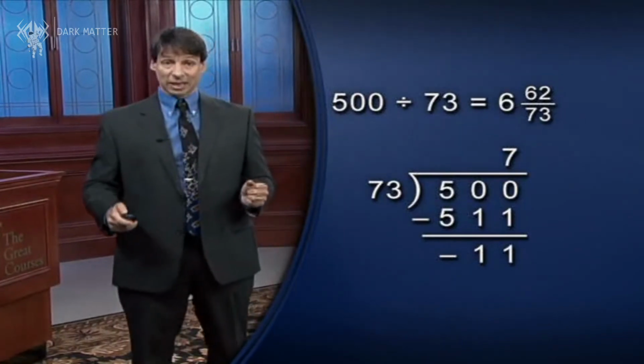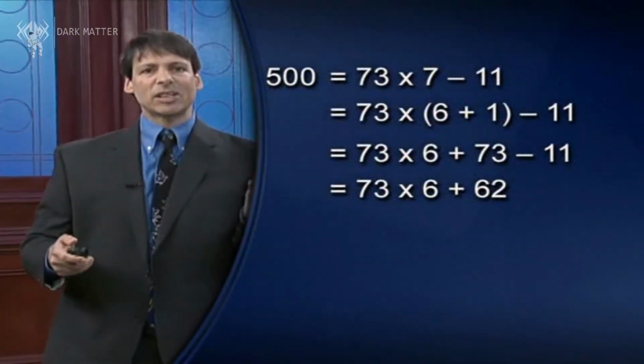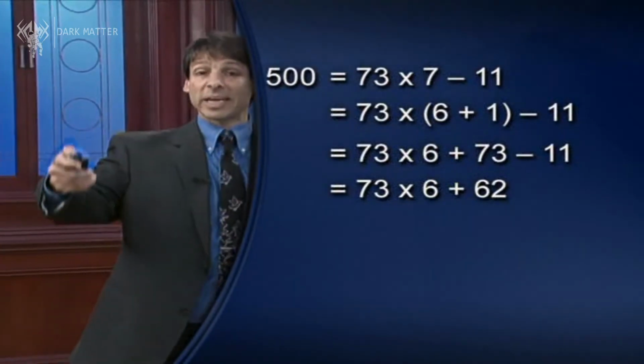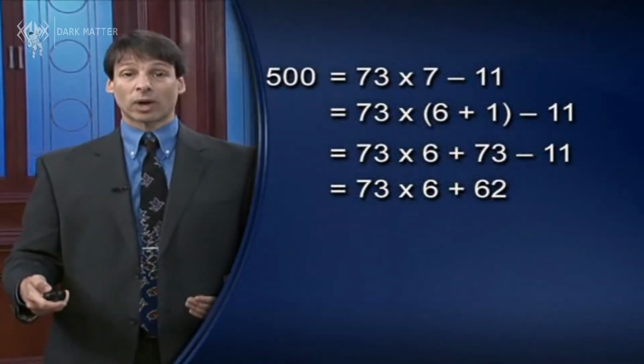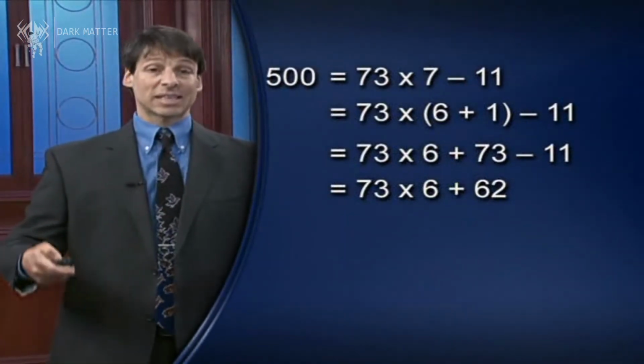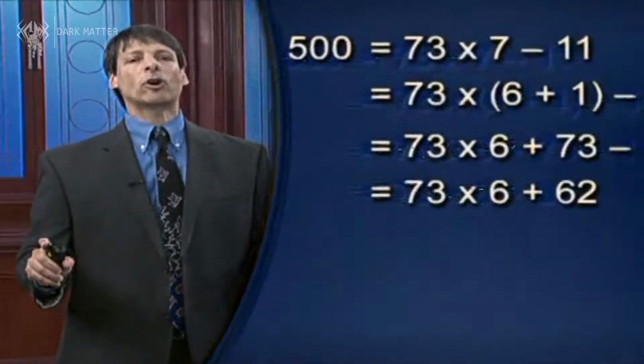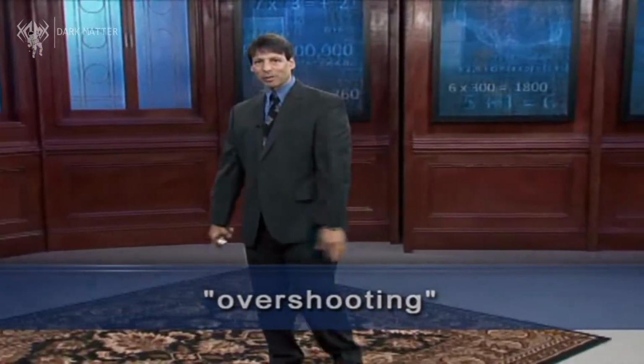So why does that work? Because 500 is 73 times 7 minus 11. And when we replace 7 with 6 plus 1, we actually get 73 times 6 plus 62. I call this technique overshooting. Sometimes in a division problem, I will deliberately overshoot.